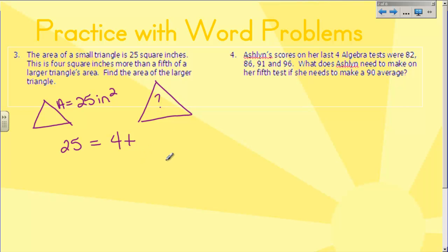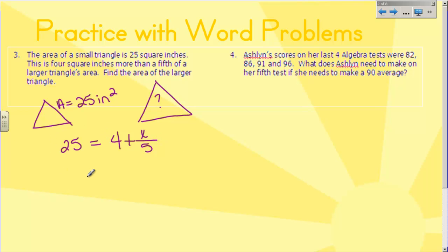Well, I don't know the larger triangle's area. So x is going to be the larger triangle's area, and a fifth of that. Taking a fifth of something, I can either do 1/5 times that, or I can do that divided by 5. Means the same thing. So that area divided by 5 means 1/5 of x. That's one way to write it. I think that's simpler than using the fraction, so that's what I'm going to use. If you prefer to put 1/5 x, use 1/5 x.